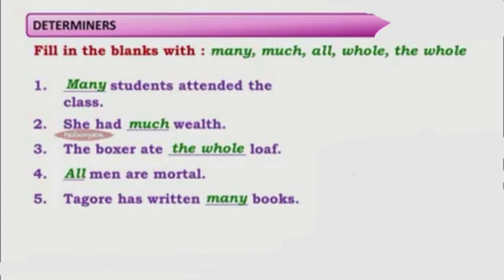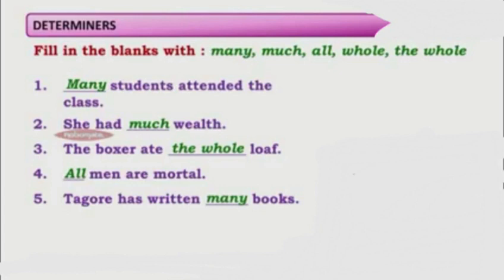Fourth sentence we will take: dash dash men are mortal. In this case, we are going to use the determiner all. Why? Because first of all, we are talking about the entire quantity, meaning all the men are mortal. That's why we will use the determiner all. Answer: all men are mortal.